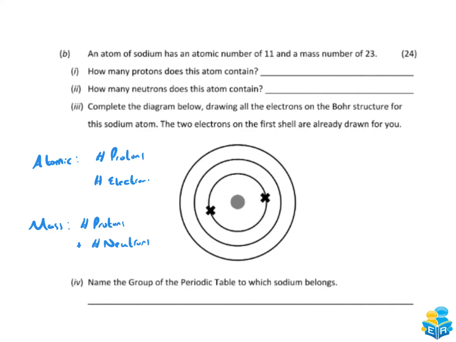So let's use this information now. How many protons does this atom contain? Well, if the atomic number is 11, we know the number of protons is going to be 11.